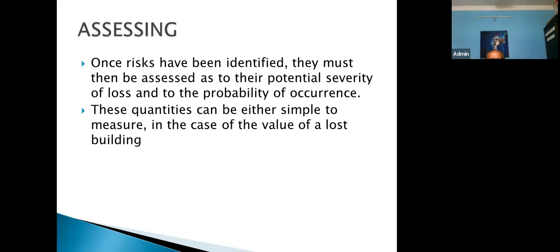So the probability of occurrence means how many times that risk will happen. With the help of statistical tools, we can know the probability of occurrence. There are many tools available nowadays because of technology. There is software available; if you feed in the information, that software will give you the chances of risk and how many times it will happen. That probability can be given through the software. So this is about assessing.